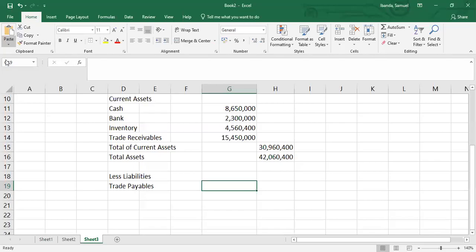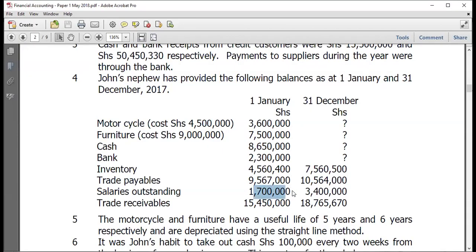Trade payables, and then we have salaries outstanding. Salaries outstanding, the reason why I'm taking it as a liability, of course, is that you are the one who pays salaries. This was at the start of the period, so it means that this salary is related to the previous period, and you hadn't paid them, okay? So they were a liability to you that was to be settled within the period, okay? That is why you must be well conversant with these end of year adjustments, okay?